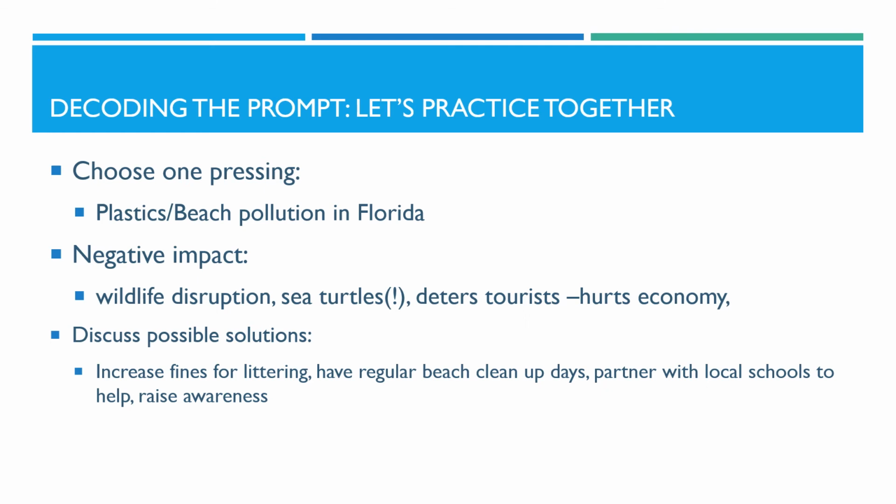Then I could start brainstorming what are some of the negative impacts of that one problem. So obviously we know wildlife are disrupted, plants and animals. My goodness, sea turtles. We always want to save the sea turtles. So if I'm brainstorming, I'm jotting that down. And then we also know that we rely on our beaches as a source of income for many of our local and statewide economies. So if our beaches aren't clean, it's going to deter tourists. So that would be something else that I might list as one negative impact of beach pollution in Florida. So that's basically my first paragraph, discussing each of those and providing some examples.